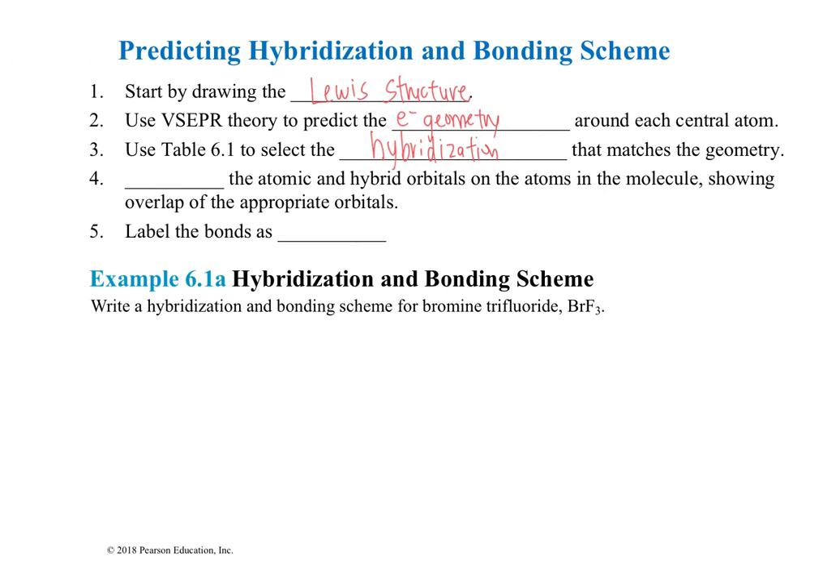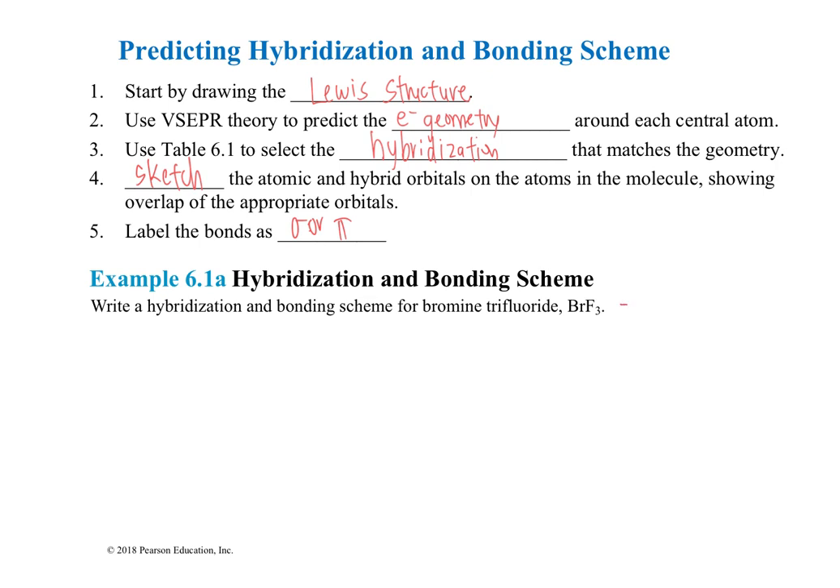And then you're going to sketch the atomic orbitals and the hybrid orbitals, showing the type of bonds, and then label the bonds as sigma or pi. And determine which orbitals are doing the bonding. So let's do that for bromine trifluoride.